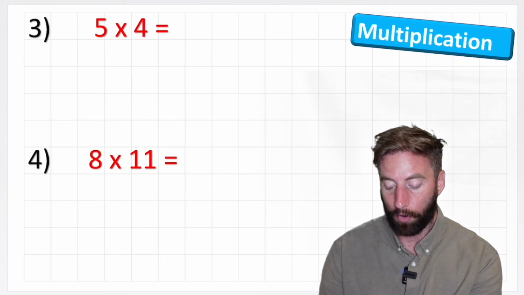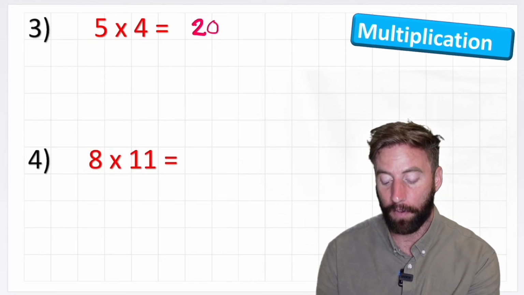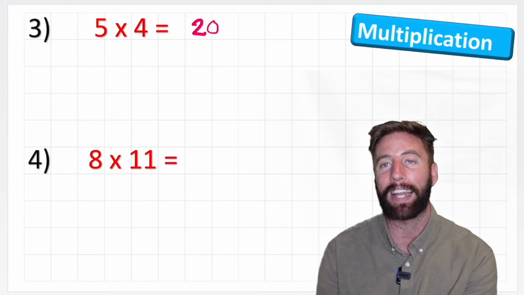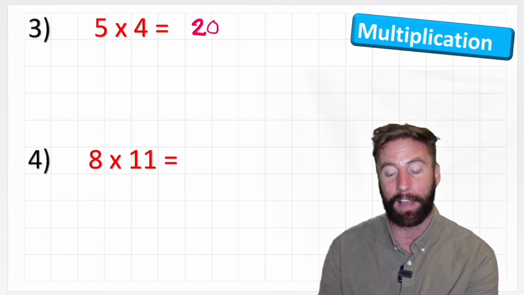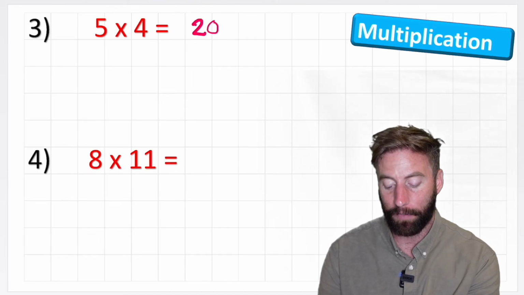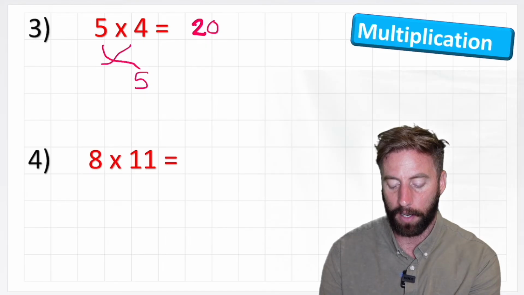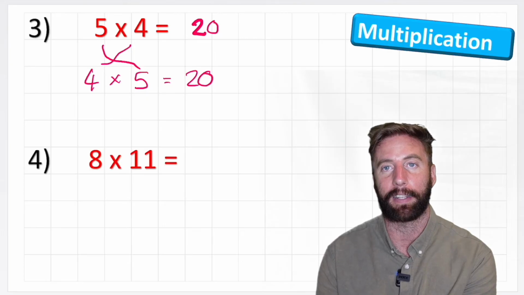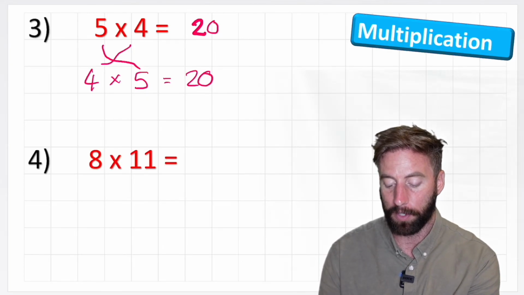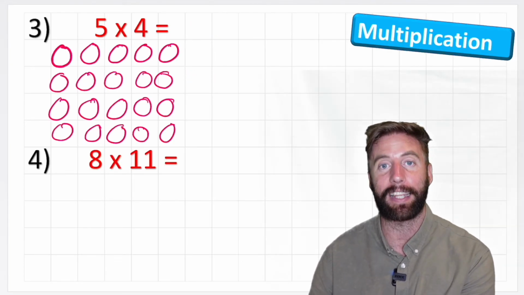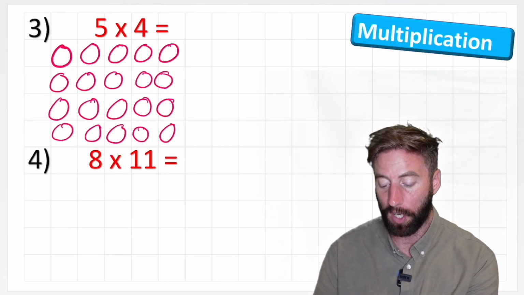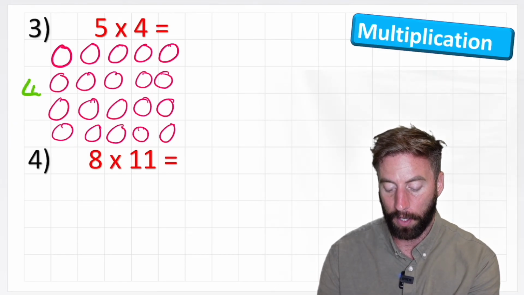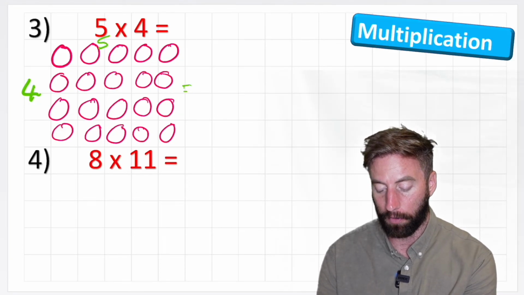So 5 times 4. 5 times 4 is 20. But now my 5 and my 4 we don't call addends because we're not adding them. We call them factors because they are the factors of 20. And now let's see if I put these the other way around and put my 5 at the end and my 4 at the start. 4 times 5 also equals 20. Let's have a look at that with our footballs. And 5 times 4 can be shown like this. This array, as we call it in multiplication, represents 4 times 5. And 4 times 5 gives me a total of 20.